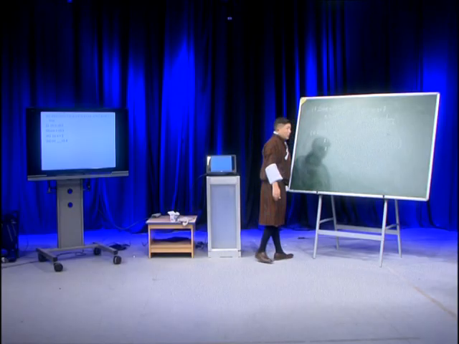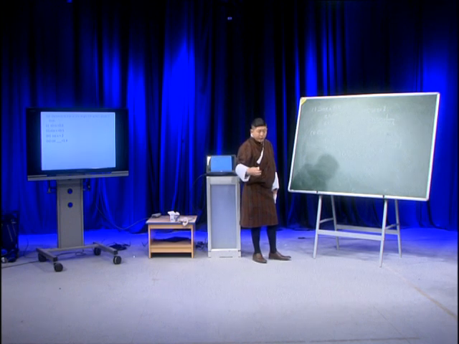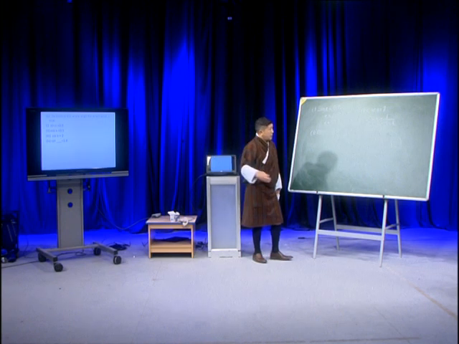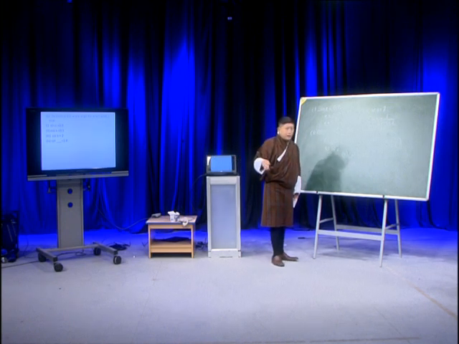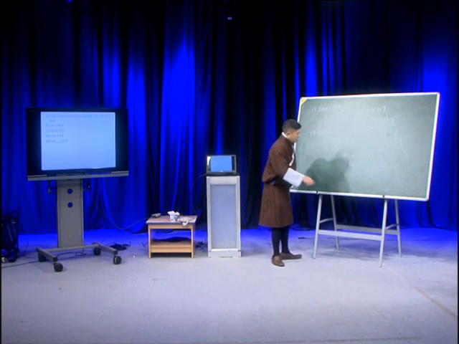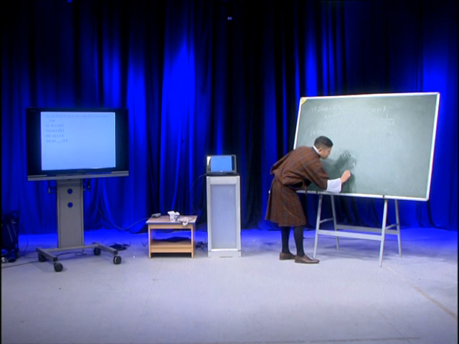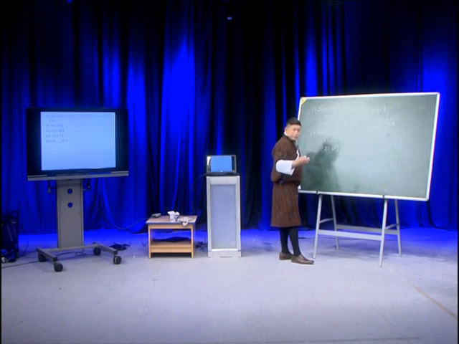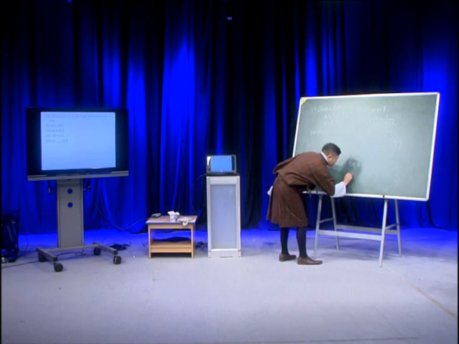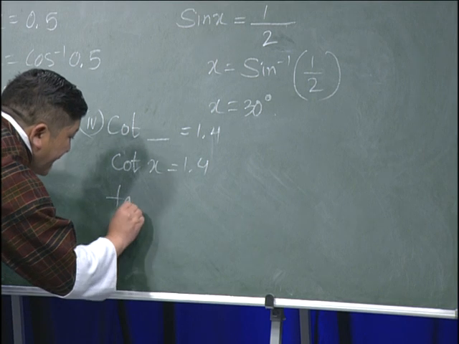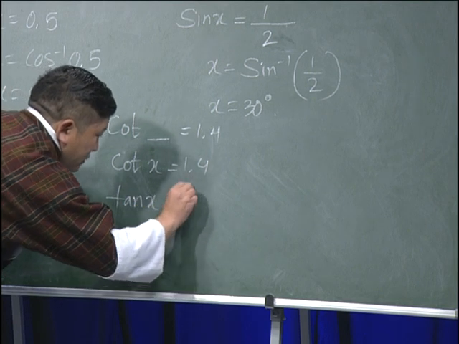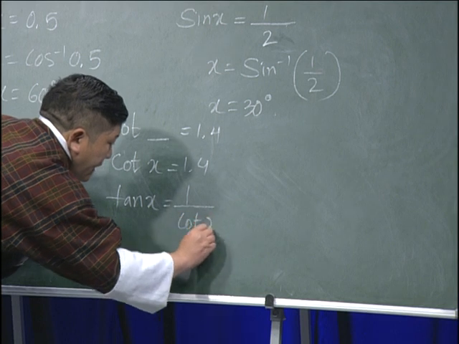Now again, for cot x we cannot find out angle x because there is no cot inverse in your calculator. Likewise, cosec inverse is also not there. Even secant inverse is also not there on your calculator. So for cot x, we will use the reciprocal. The reciprocal of cot x is what? The reciprocal of cot x is tan x. So therefore we will be using tan x, which is 1 over cot x.